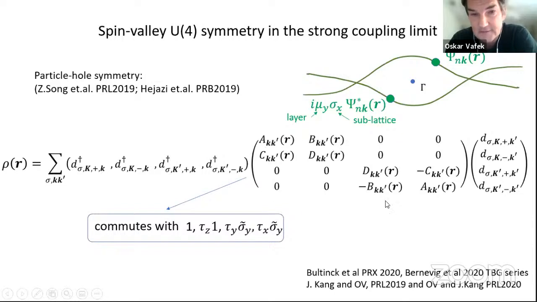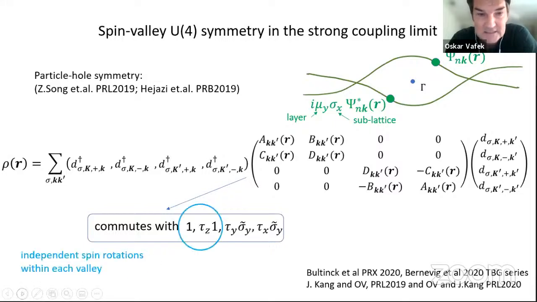And this shows you that this 4x4 matrix in the valley and band space, you see the spin is sort of just riding along, clearly commutes with these four other 4x4 matrices. So let me just walk you through this. So the first one is trivial, it's just an identity. The second one is tau z, tau acts in the valley space, and the identity acts in the band space, okay? So clearly this is fine because we don't have any coupling between the two valleys in the density operator.